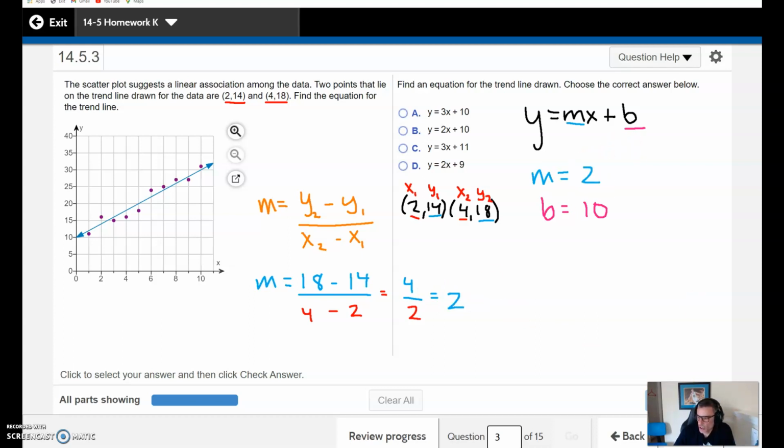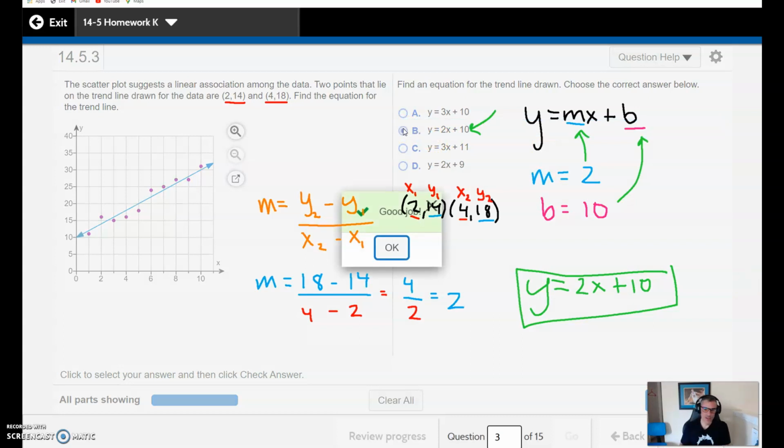So the equation of that blue line is y equals, take the 2, plug it in right here, take the 10, plug it in right here, 2x plus 10. And I look at my choices, and there it is right there, choice B.